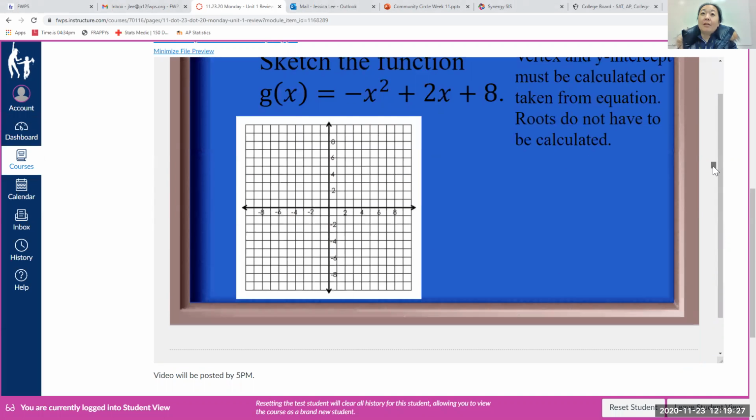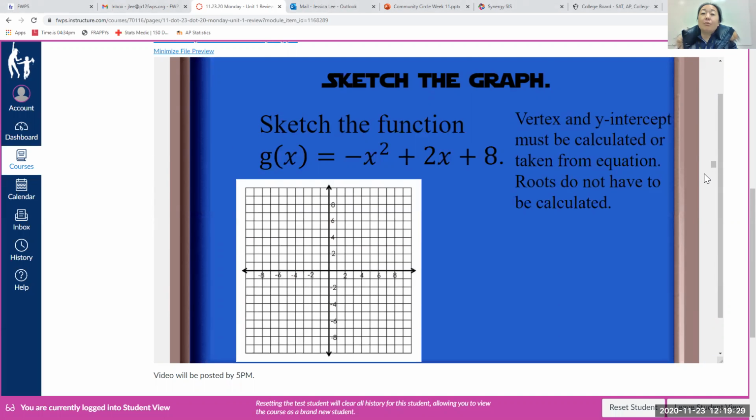All right, and then we're going to sketch the graph. Ooh, did we do this one? No. Okay, here you don't have to do your roots, because we didn't figure that one out yet. If we had factored form, but this one we can't do our roots, but we can calculate other things, right? So that's what we're going to do. It says vertex and y-intercept must be calculated.